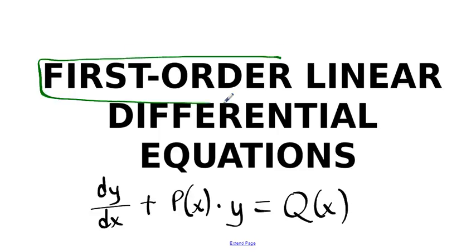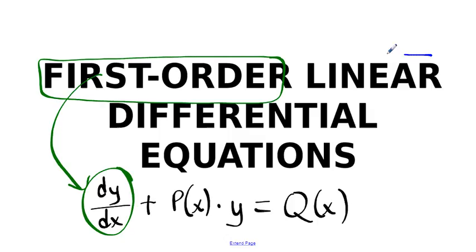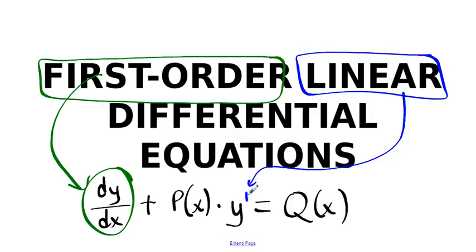Vocabulary. It is first order because the derivative that's there is the first derivative. There is no second derivative in the differential equation. There is one derivative. It is the first derivative. Linear. It's linear because the power on y is 1. If the power on y is different than 1, then you don't have a linear differential equation. Okay, so these are the kinds of equations we would like to solve.